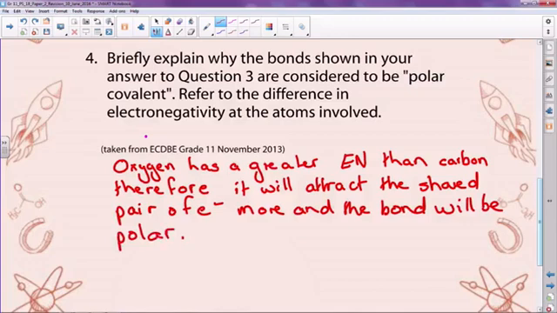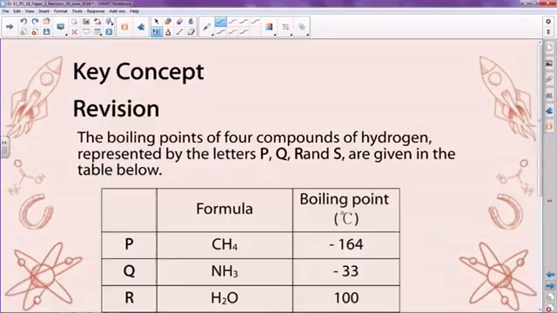As long as you got the fact that there's a difference in electronegativity, that it's attracting it more and it's causing polarity, you will get the marks for that answer. Okay, good. Let's have a look what else we've got.